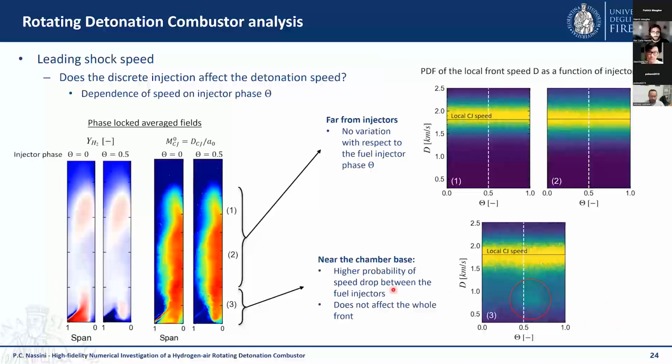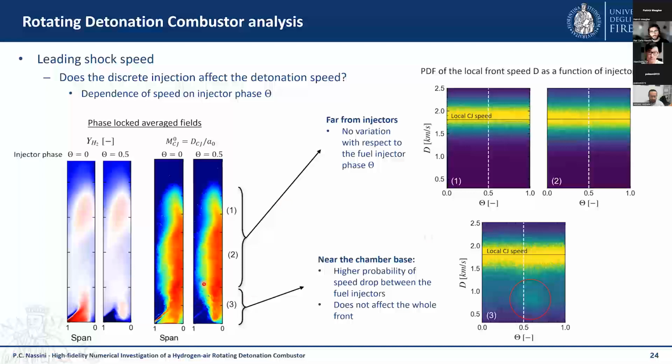Finally, we can answer the question I was asking before. If you remember, we have this tangential fluctuation due to the periodic occurrence of fuel injectors. So we have at the bottom the hydrogen mass fraction and air, which are of course fluctuating, and this is also determining a variation in the local CJ speed of the mixture. So we would like to see if the front is showing a preferential speed drop in correspondence of the presence of the injector.